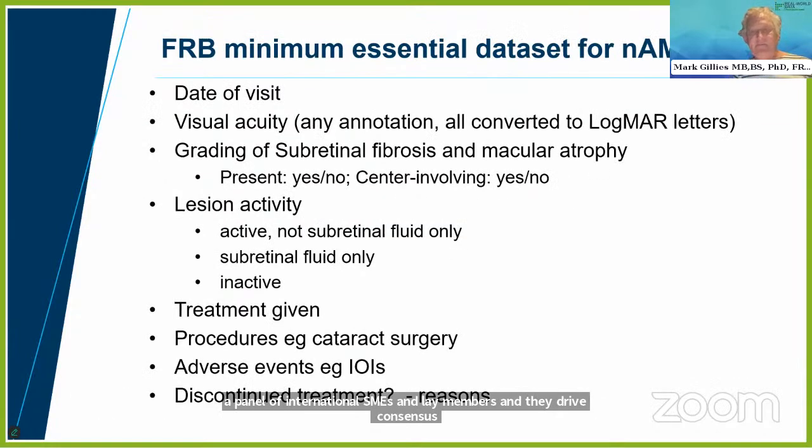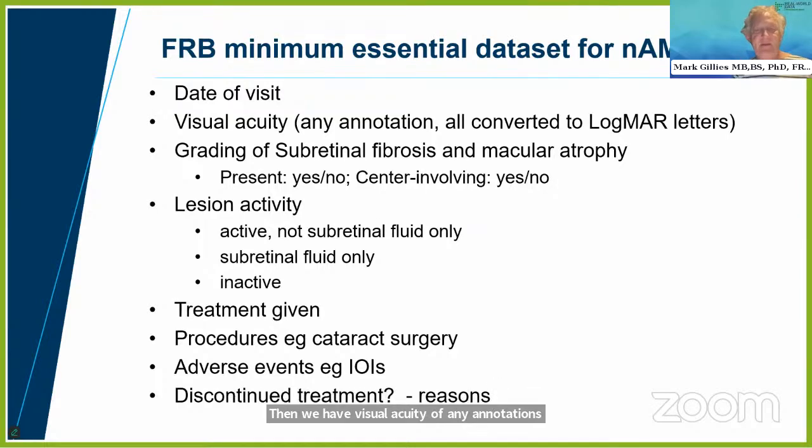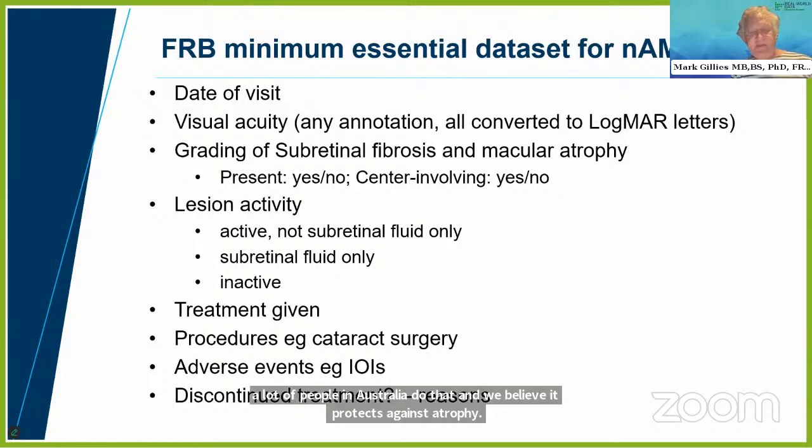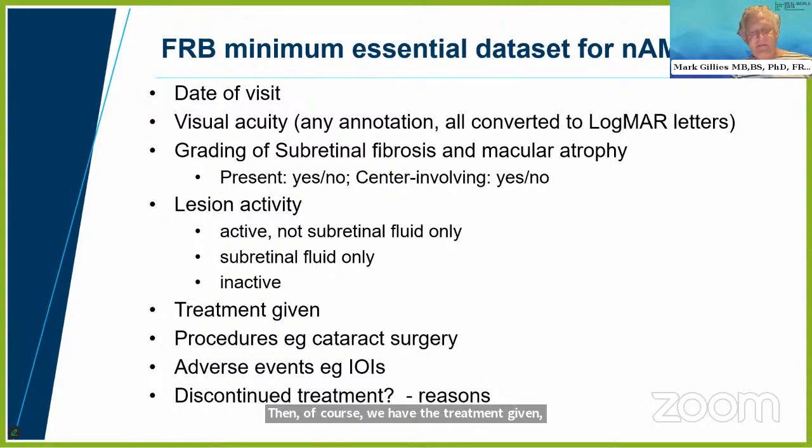So we have 8 outcomes for the macular degeneration module, one of which is the date. Then we have visual acuity of any annotation, automatically converted to logMAR letters. We grade the subretinal fibrosis and atrophy, either present or not, center involving or not, and that carries forward from one visit to the next. Then we grade lesion activity, and we've introduced subretinal fluid only because a lot of people in Australia do that, and we believe it protects against atrophy. Then, of course, we have the treatment given, any procedures such as cataract surgery, adverse events such as intraocular inflammation in particular, and what the reasons for discontinuing treatment were if it was discontinued.